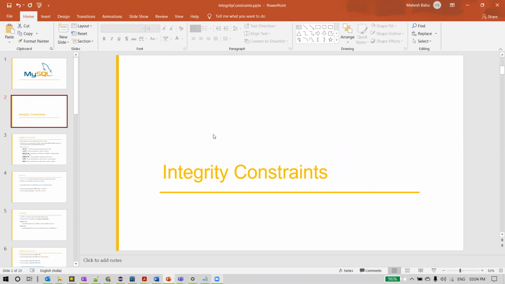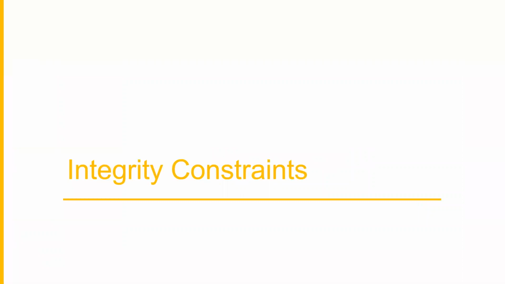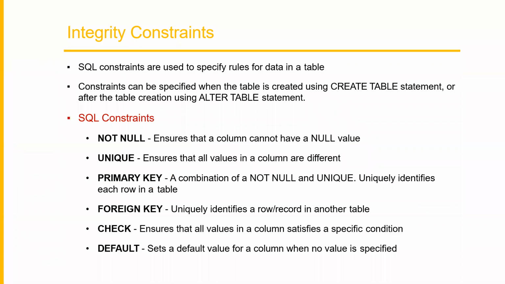Integrity constraints. So what are integrity constraints in a database? Integrity constraints are used to specify some rules for the data in a table. So we have data in a table and we want to have some specific rules on that data, which we call constraints, SQL constraints.